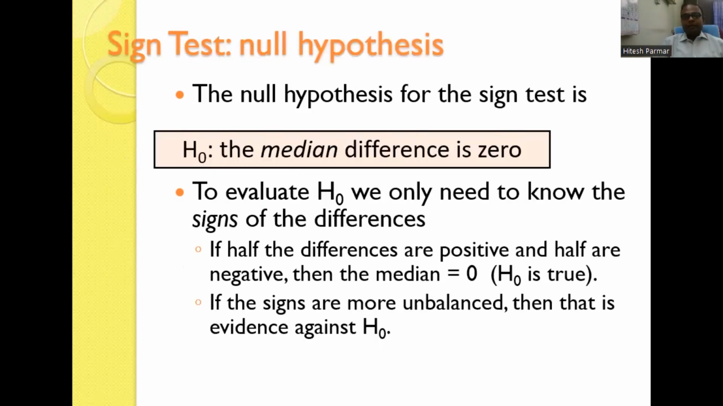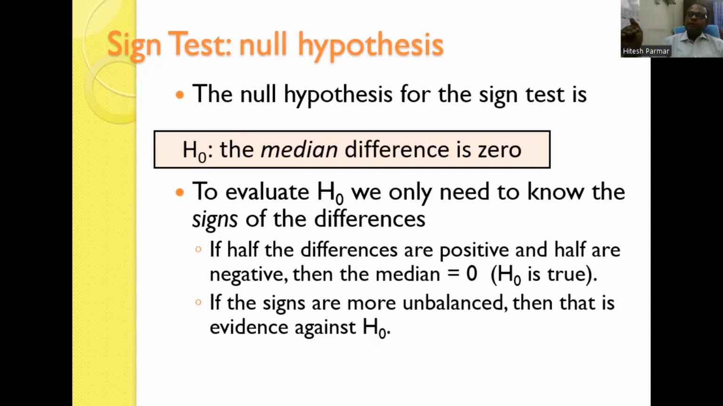What hypothesis are we testing in sign test? The hypothesis in the sign test is that the median difference is 0. Median is what? It is dividing our data set into two equal parts. So the difference between this median is 0. That is what we are assuming. So what exactly does it mean? If half of the differences are positive and half of the differences are negative, then our median will be 0.